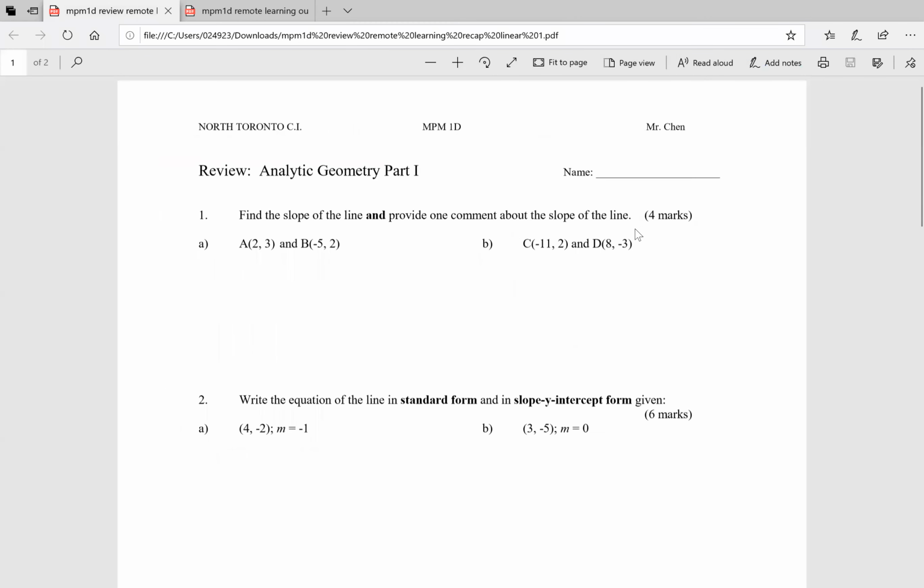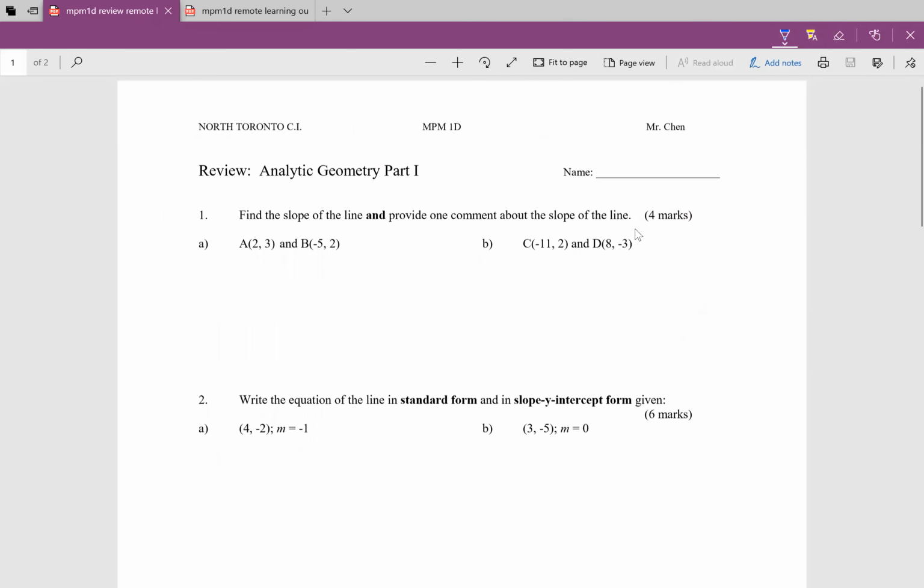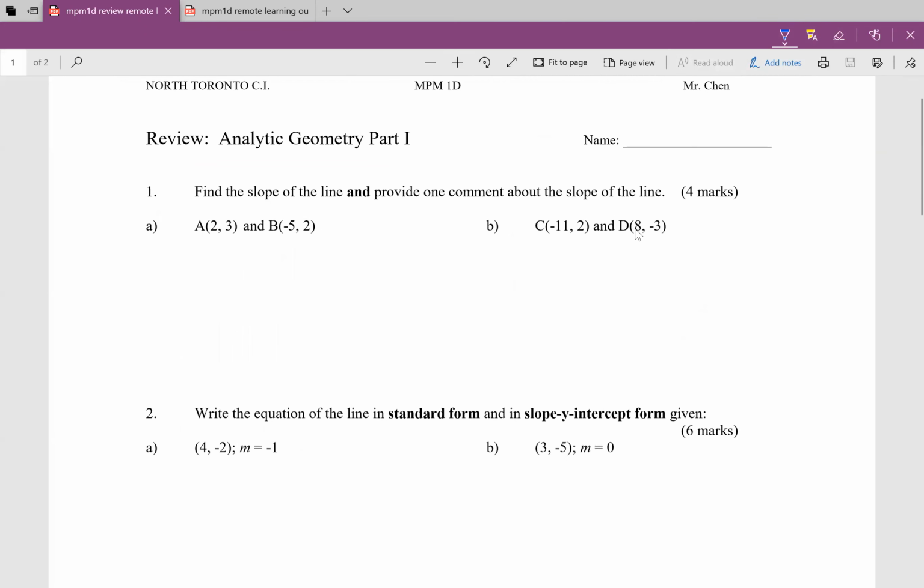Hopefully you have this sheet, and I'm just going to walk through it. The very first question says, find the slope of the line and provide one comment about the slope of that line. Hopefully you're doing it with me. Let me just zoom in really quickly so you can see a bit better. We have a point A, 2, 3, and B, -5, 2. Find its slope, really easy. I think you guys actually understand.